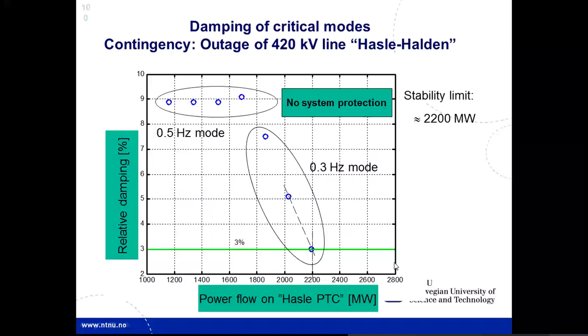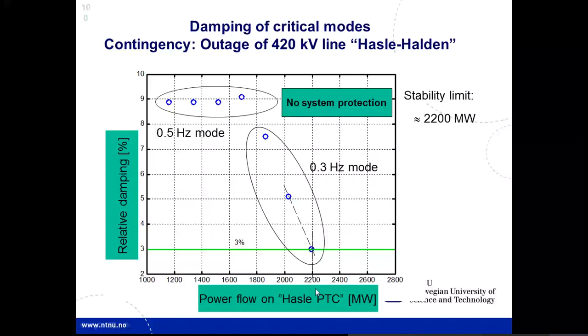So this is analyzed for a given amount of power flow, right? It could be 1000 or 1100, 1200, 1300 and so on. But if we have the power flow which corresponds to the stability limit, which is 2200 megawatt, then you will get a mode of 0.3 hertz with a relative damping of 3%.